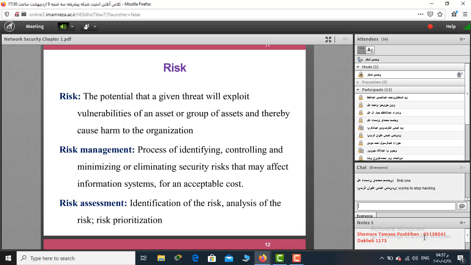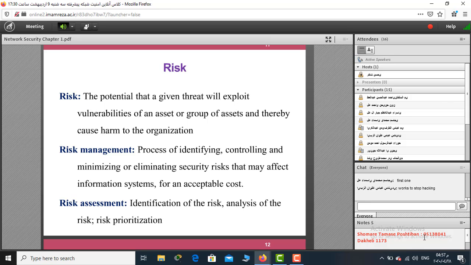Identification of the risk, analysis of the risk, and risk prioritization. Identification of the risk: first, we should know our risk and identify and find the risk.